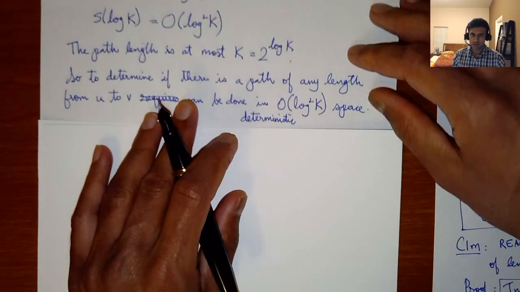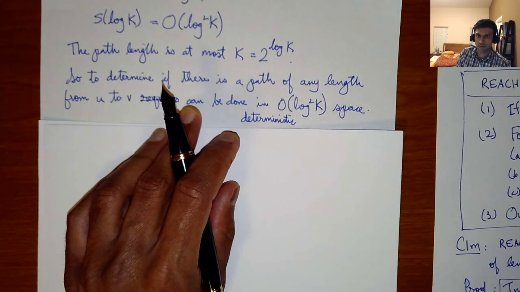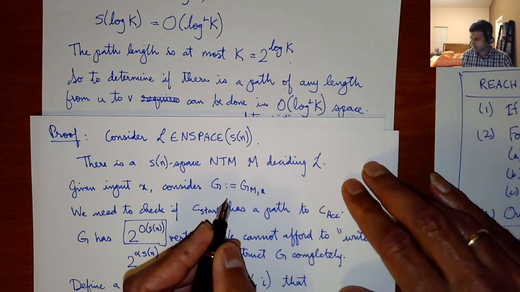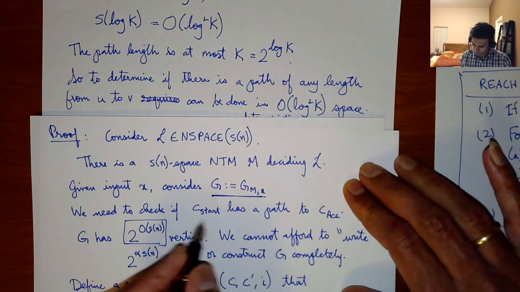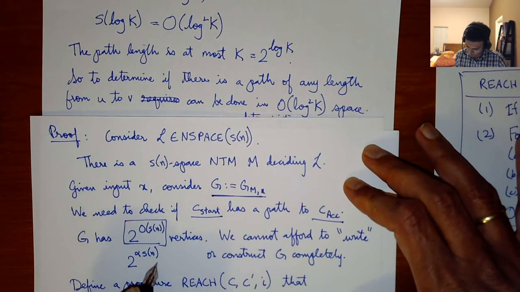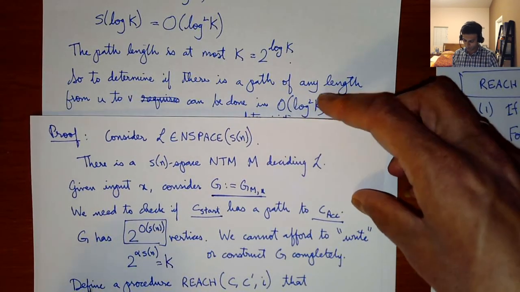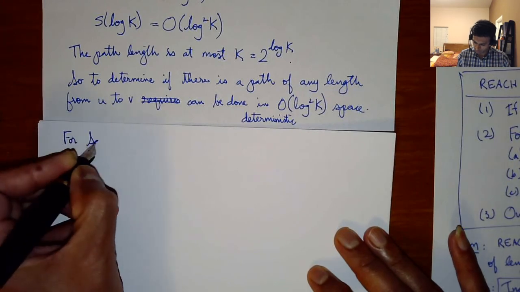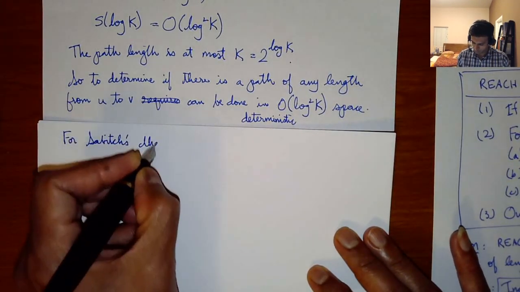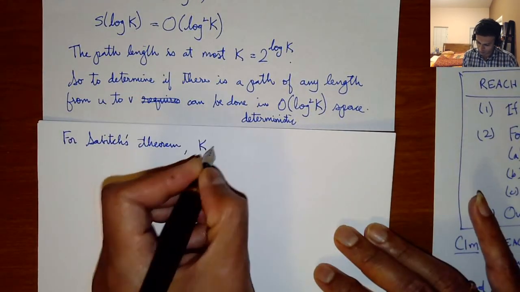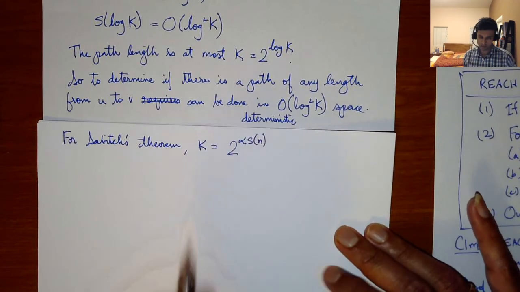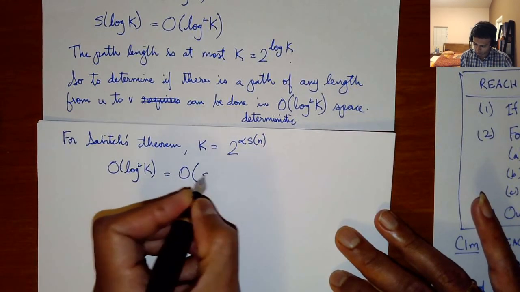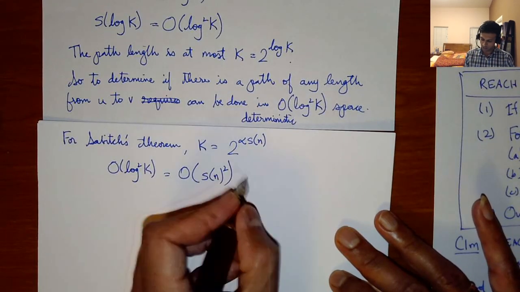So what is the message over here? To determine if there is a path of any length from u to v can be done in log squared k space. Now let's go back to our picture here. We have a configuration graph, and we have to determine whether C start has a path to C accept, and the length bound was k. And so we do log squared k of that, right? So for Savitch's theorem, the k is 2 to the alpha S of n, and so O of log squared k is really O of S of n squared. So that's how much space.